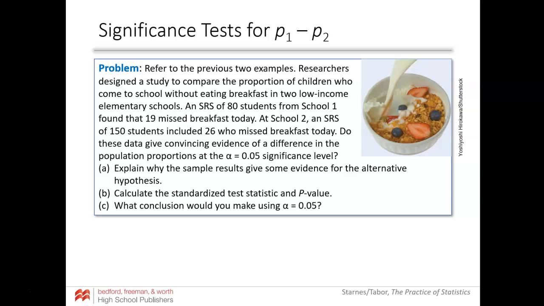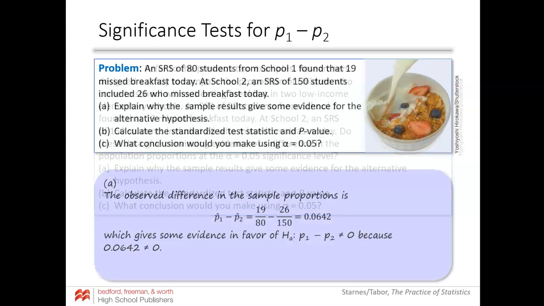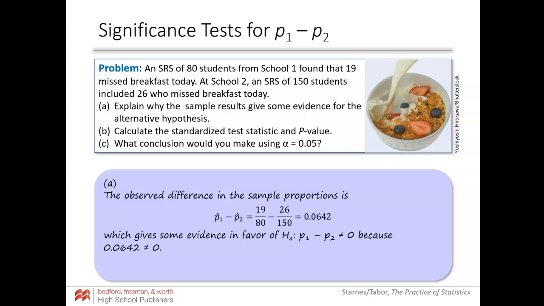All right, back to those kids. Explain why the sample result gives us some evidence for the alternative hypothesis. That's our first task. Remember that the alternative hypothesis was stating that the difference in the proportions is not 0, meaning that they are not the same proportion. So you could easily show that by simply calculating p hat 1 minus p hat 2. That comes out to 0.0642. Right away, I see that that's not 0, so that is favoring the alternative hypothesis.